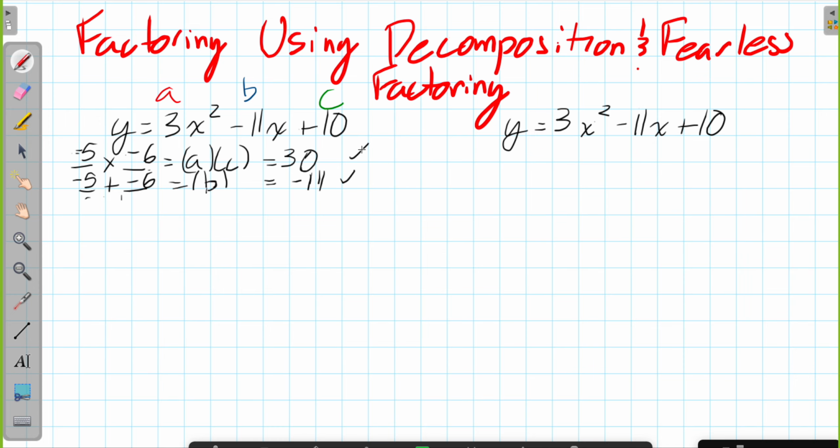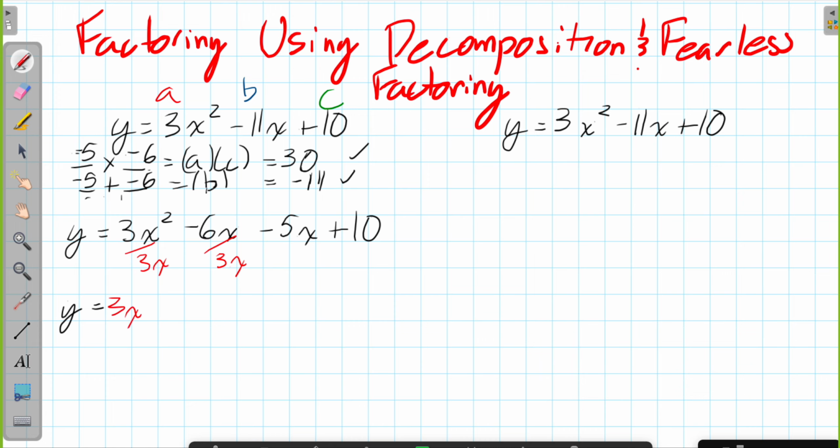So these check out. So if we go into our decomposition, we write our a value, 3x squared. We decompose -11x to -6x and -5x plus 10. These are now sets of pairs. So the first 2 terms, we look for a common factor. A common factor happens to be 3x. Comes out of both of these. So when we go to our next line, we're going to write 3x as the common factor here. This, when we divide it, ends up being x. This ends up being -2.